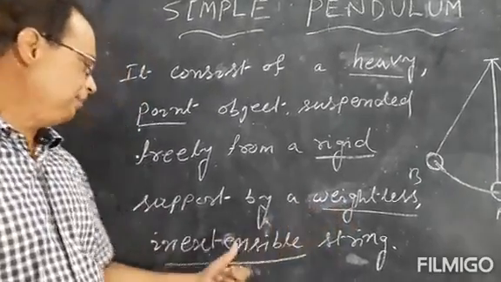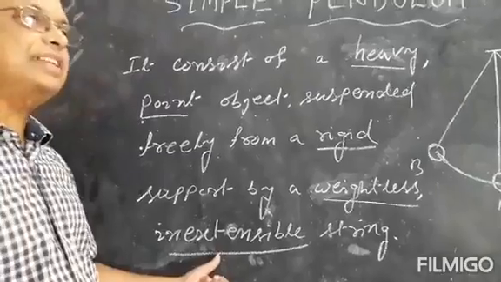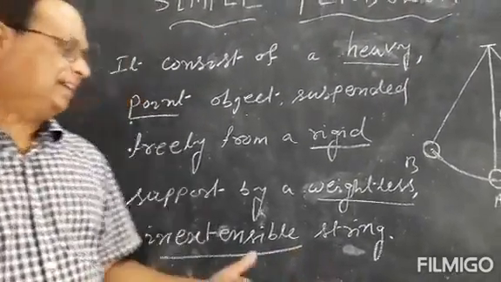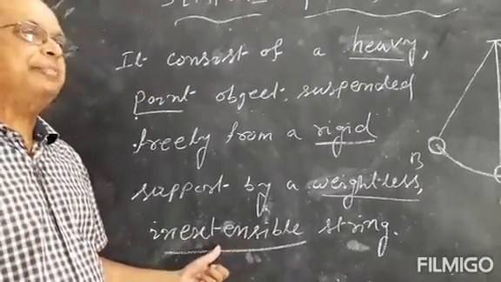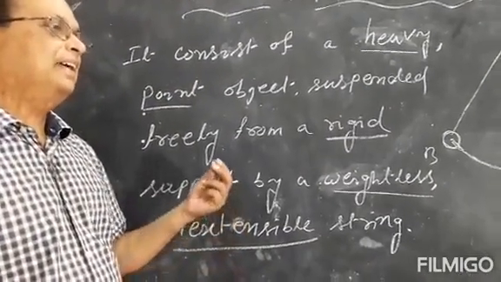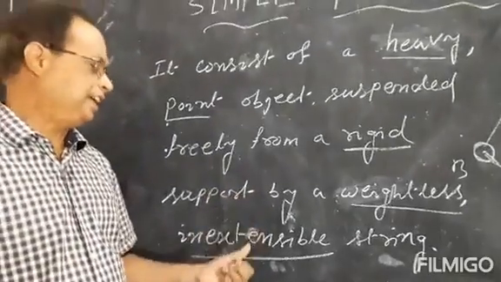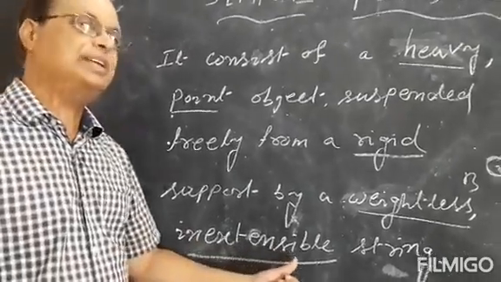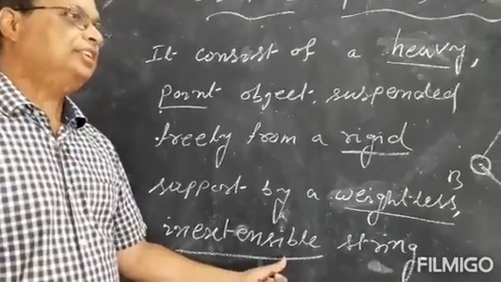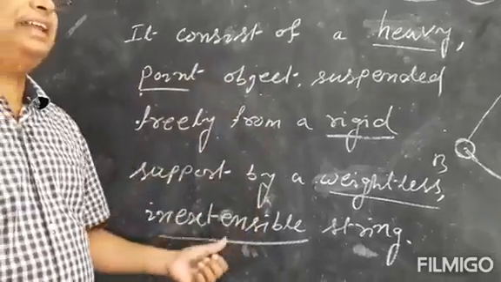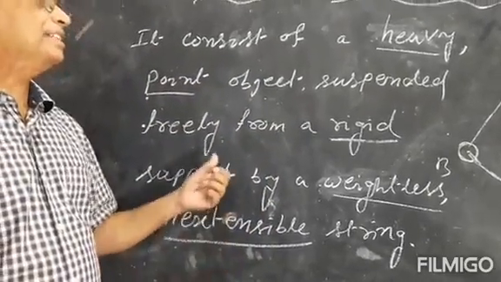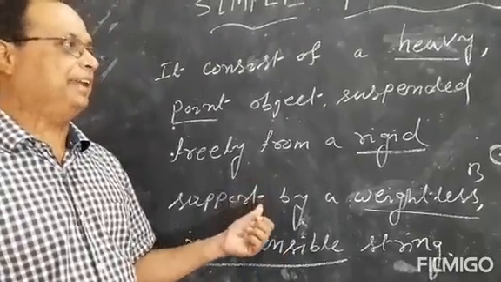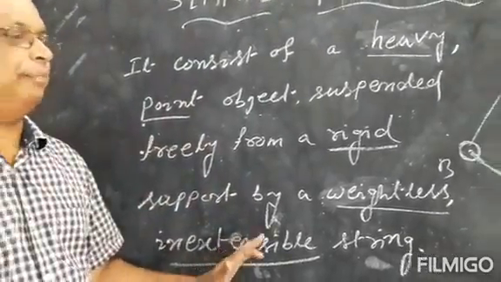Again, inextensible string. Now everything is elastic. Nothing is 100% rigid. If you suspend some weight at the end of a string, it will be extended more or less. So you cannot take an inextensible string. So this is difficult to attain in the laboratory. That is why this is a theoretical pendulum. We cannot attain this in the laboratory. So this is the definition of a simple pendulum.